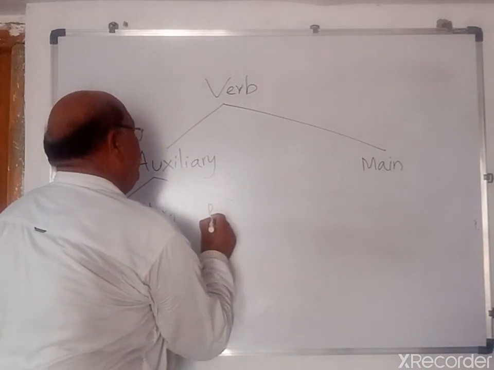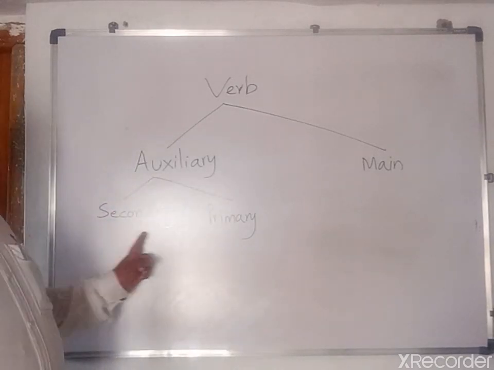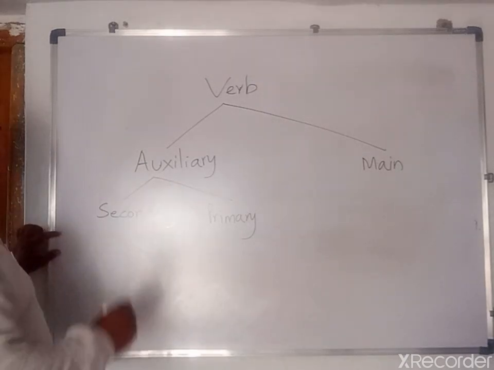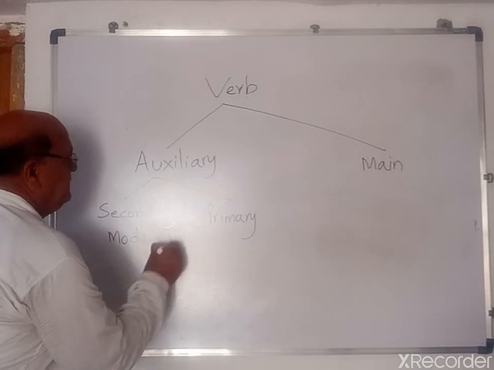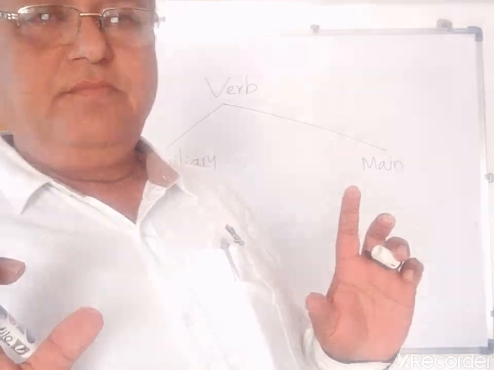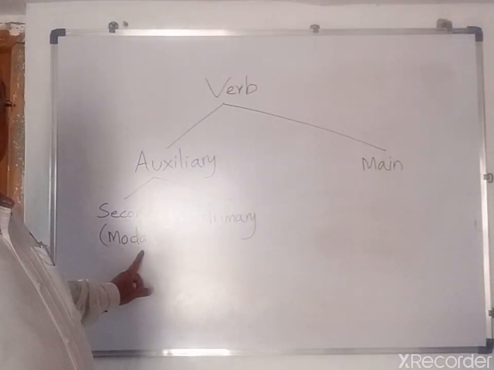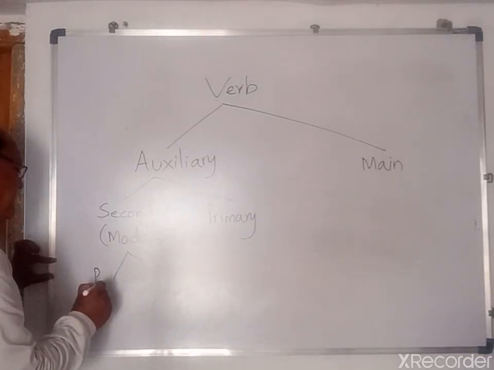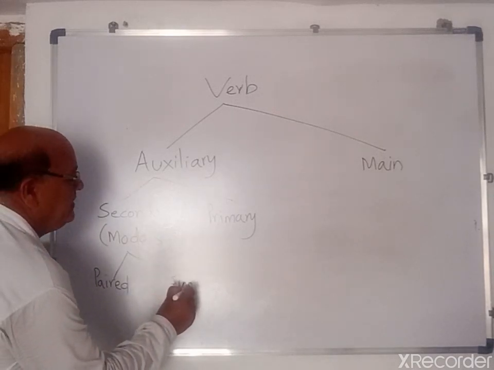Next one is primary. Secondary and primary. The secondary auxiliaries are called modals because they tell us about the mood of the speaker. And these modals can be divided into two groups. One is paired, the other one is single.